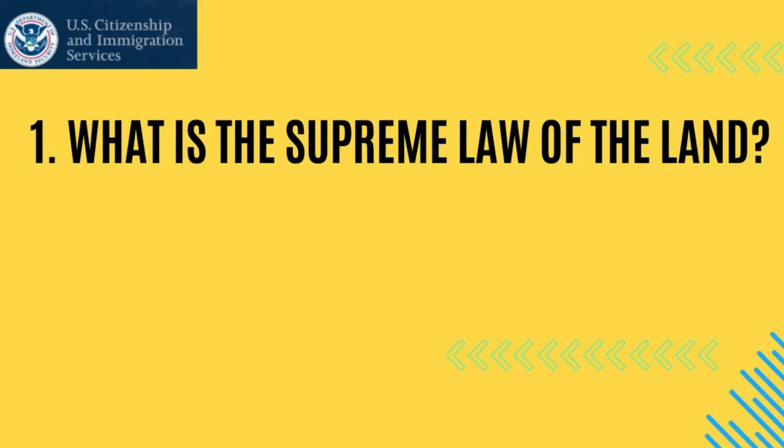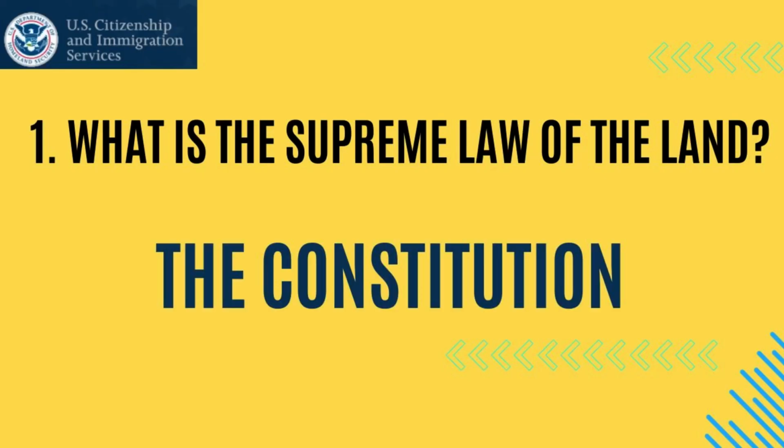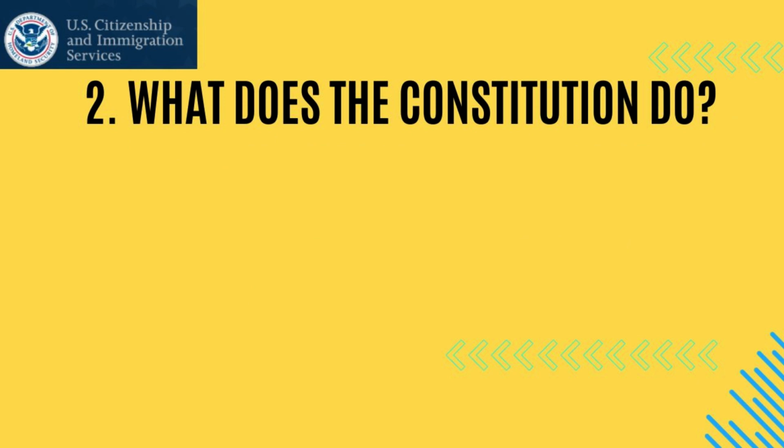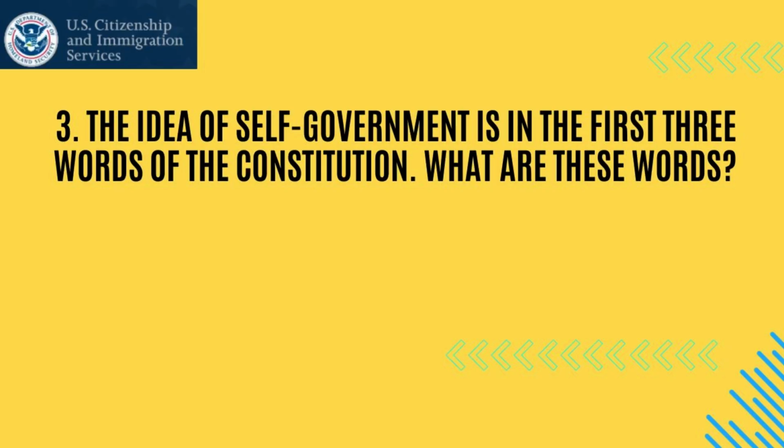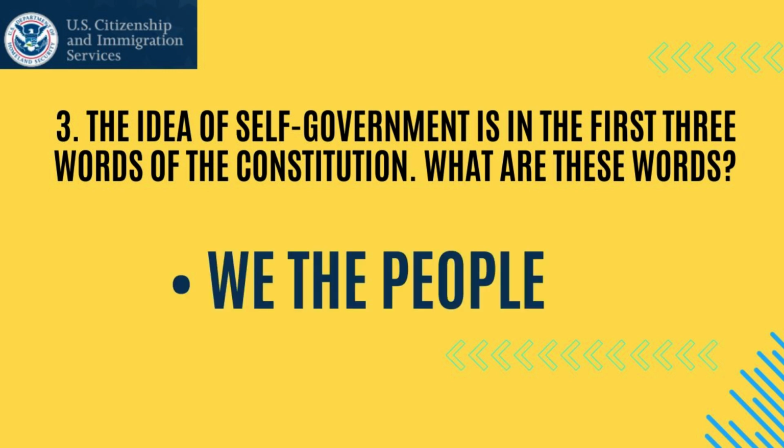Now try to remember. 1. What is the supreme law of the land? The Constitution. 2. What does the Constitution do? Sets up the government. Defines the government. Protects basic rights of Americans. 3. The idea of self-government is in the first 3 words of the Constitution. What are these words? We the people.